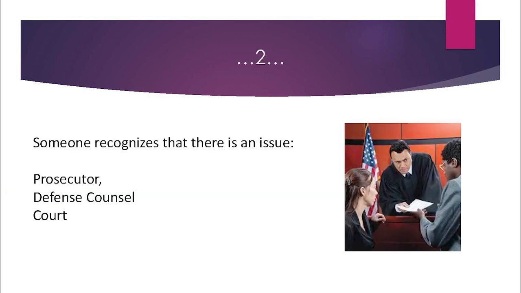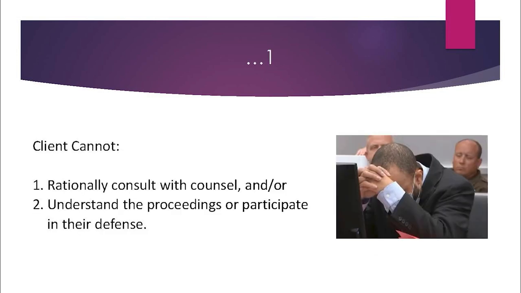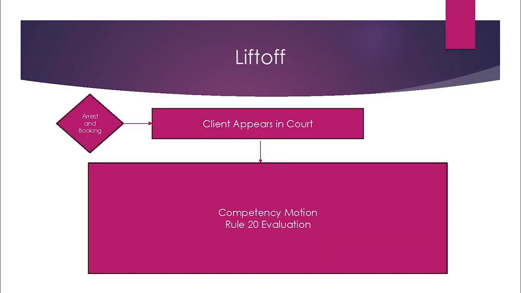Someone recognizes there is an issue with the client. It could be the prosecutor, it could be the defense counsel, it could be the court itself. There is something about the demeanor, there is something about the language, there is something about behavior that is causing a question as to whether or not the client is able to understand or provide for their own defense. The client cannot demonstrably, rationally consult with counsel and or understand the proceedings or participate in their defense of the criminal charges made. At that point, someone makes a motion for a Rule 20 evaluation.